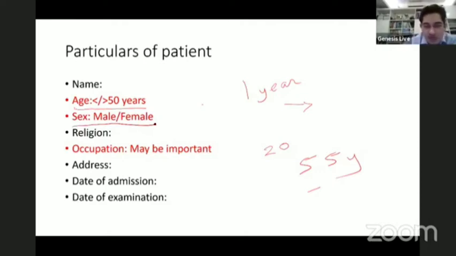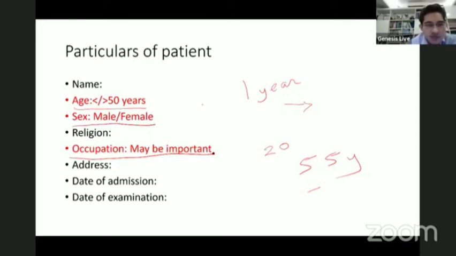Make sure that you keep these differences in your mind. Then comes occupation. Now, occupation is a sign of the earnings of the patient, whether the patient is upper class, middle class, or poor. For example, diseases like tuberculosis are uncommon in affluent families. They're more common in poor families. So occupation is always of importance.